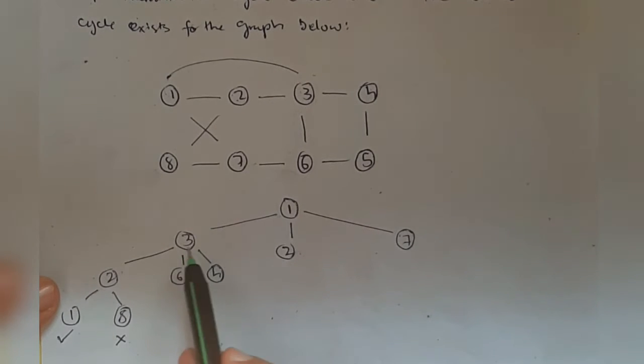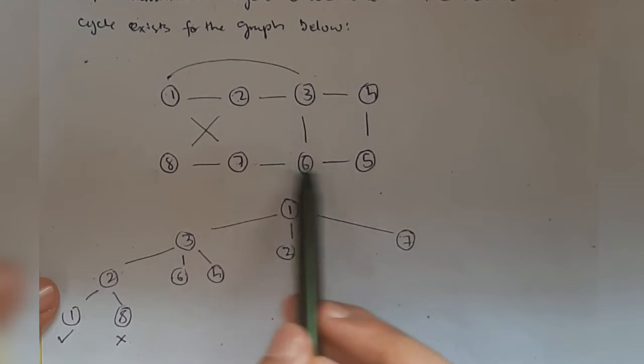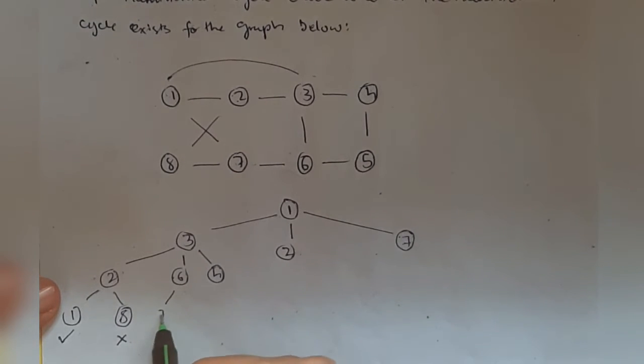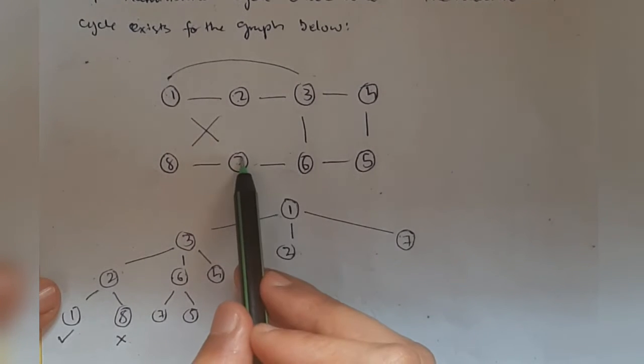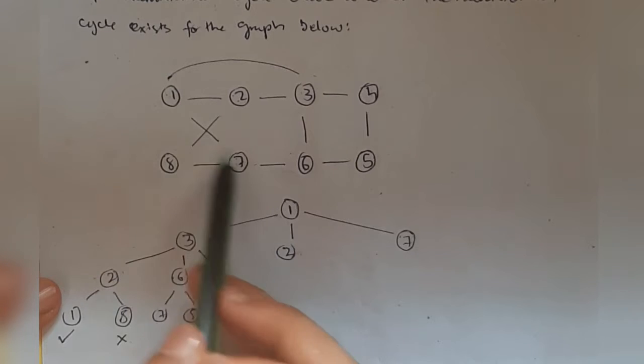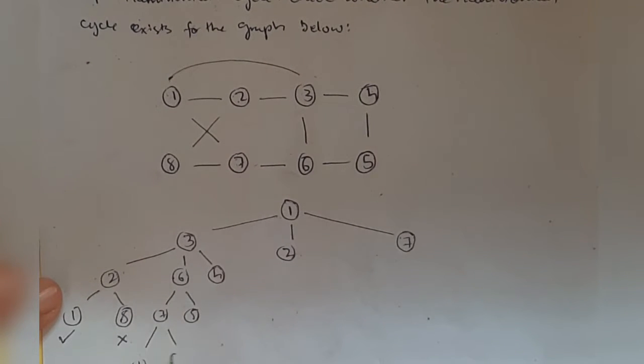The next possibility is from 3 to 6. From 3, if you go to 6, we have two possibilities: 7 and 5. That I'll be marking here, 7 and 5. Then I'll be choosing 7. If I go from 7, I have two possibilities: 1 or 8. I'll be writing here 1 or 8. 1 is giving me the solution, 8 is not.